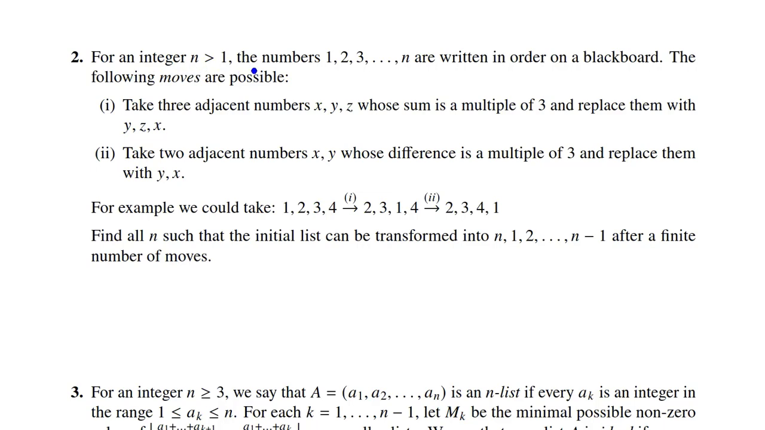For an integer n greater than 1, the numbers 1, 2, 3 to n are written in order on a blackboard. The following moves are possible. Take three adjacent numbers x, y, and z, whose sum is a multiple of 3, and replace them with y, z, x. The next rule: take two adjacent numbers x, y, whose difference is a multiple of 3, and replace them with y and x.